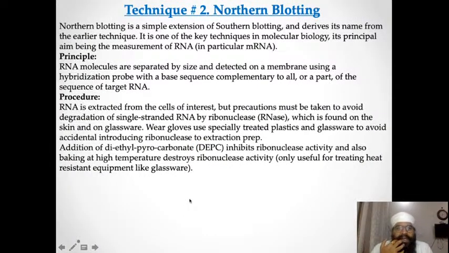So northern blotting is a simple extension of Southern blotting, which derives from the earlier technique, and it's mainly the measurement of RNA in this case. In this principle, RNA molecules are separated by size and detected on a membrane using a hybridization probe with a base sequence complementary to all or part of the sequence of the target RNA.